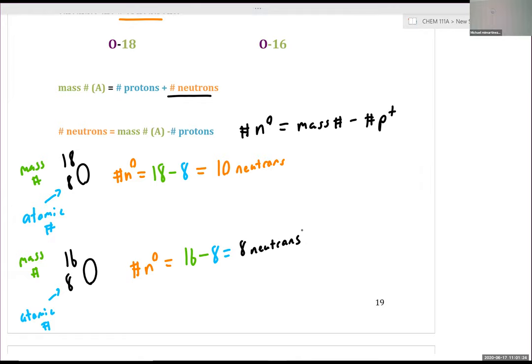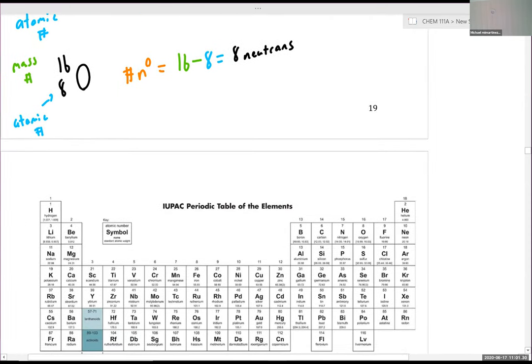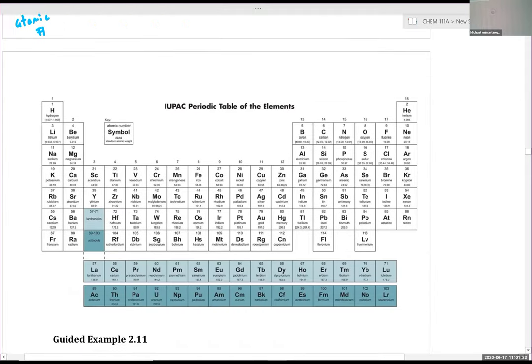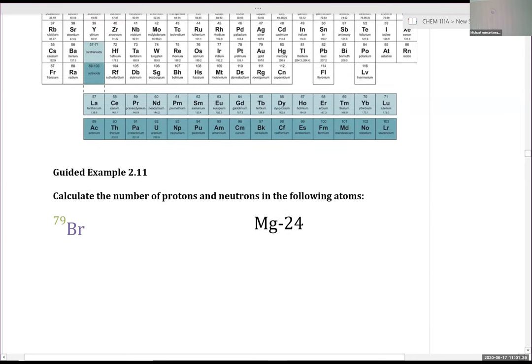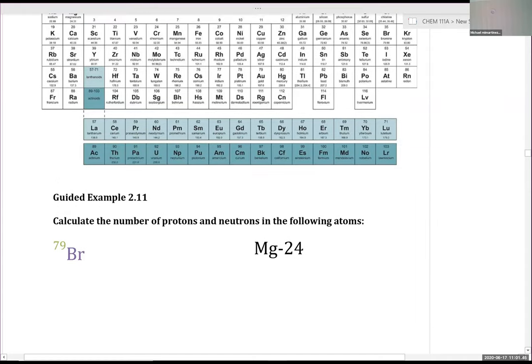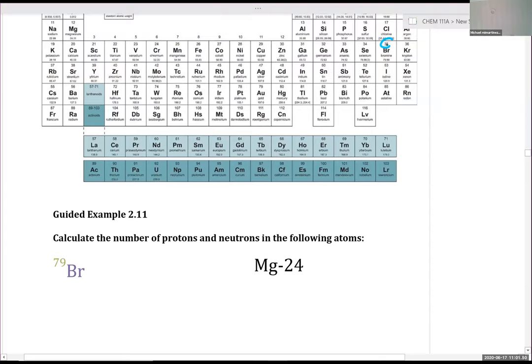So to test our understanding, given a periodic table, let's now tackle the following problem after a guided example. So let's do one more guided example together. So we have bromine 79. The first thing I'm gonna do using my periodic table is find my atomic number and fill that in immediately. So then we know that our number of protons is equal to the atomic number, which is equal to 35.